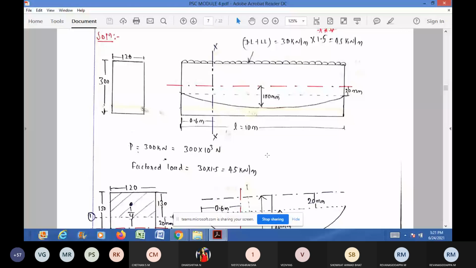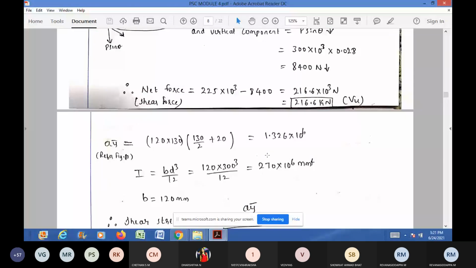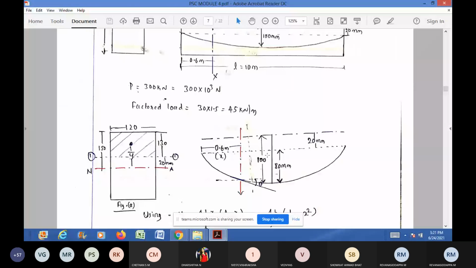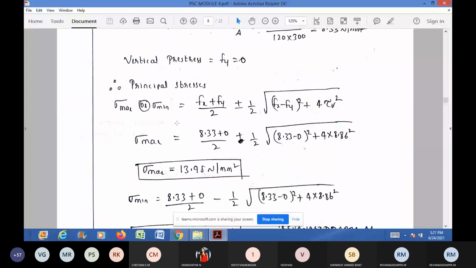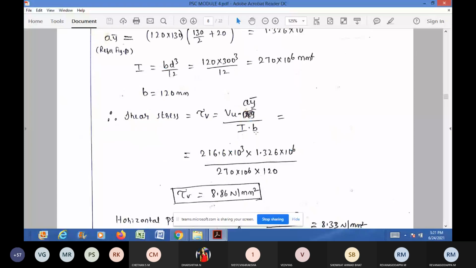See, in the question it is asked to find principal tension, which is nothing but sigma max and sigma minimum. For that we have the formula fx plus fy divided by 2 plus or minus half into the square root of fx minus fy whole square plus 4 tau v square. First we need to calculate tau v, the shear stress. To calculate this shear stress we have the formula, that is V into A y bar divided by I b.